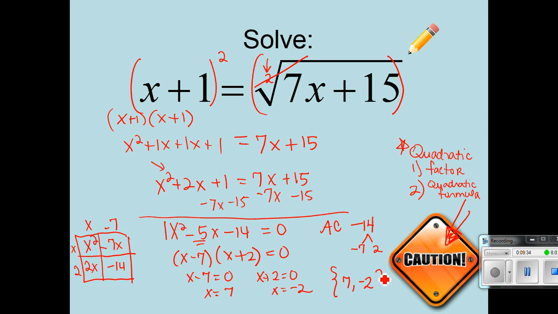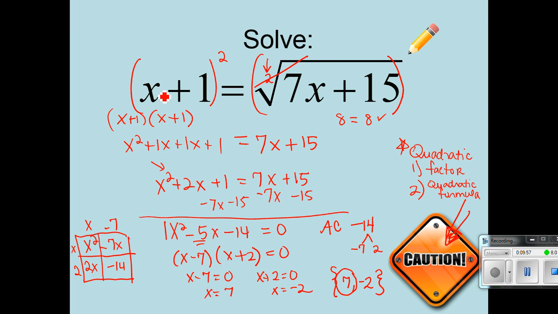Before I say that they are both the solutions, I'm going to go ahead and check them back into my original problem. So 7 plus 1 is 8. 7 times 7 is 49, plus 15 is 64, and the square root of 64 is 8. So 7 really does work.